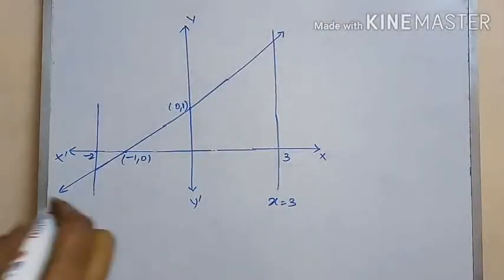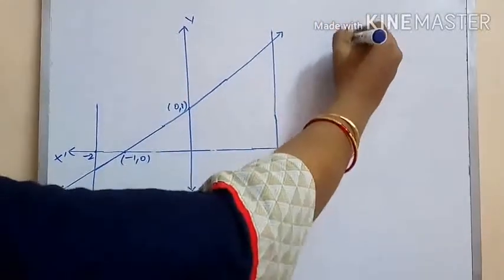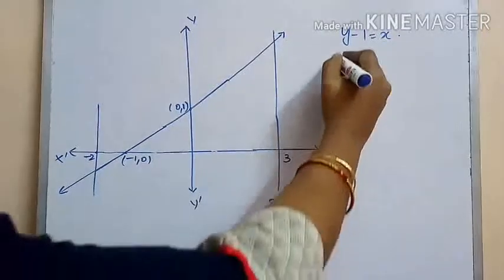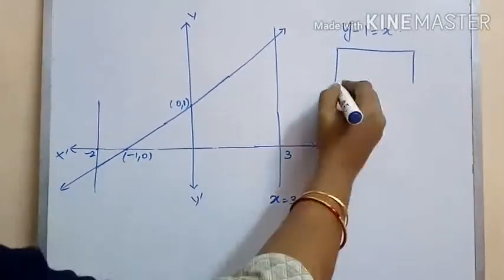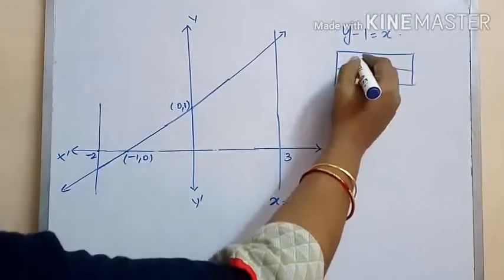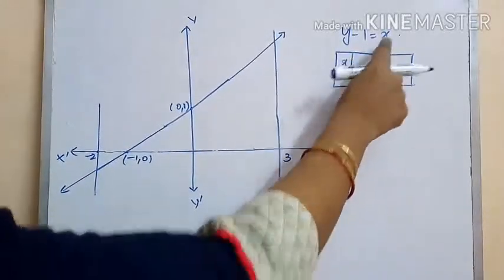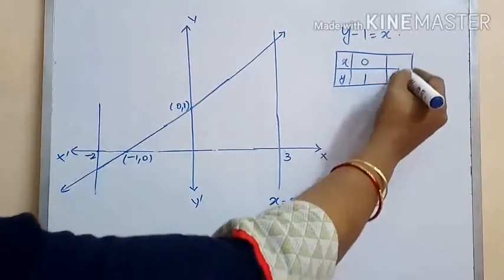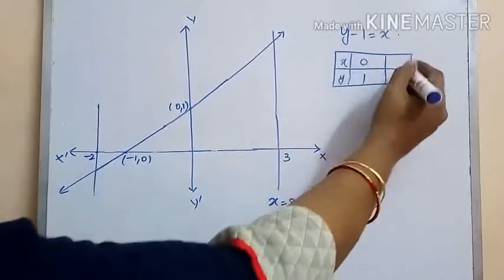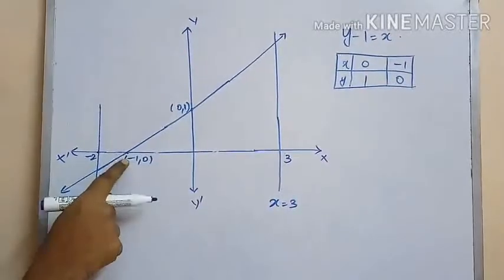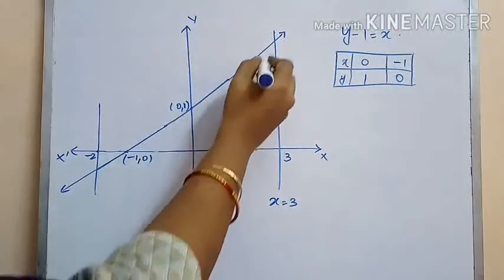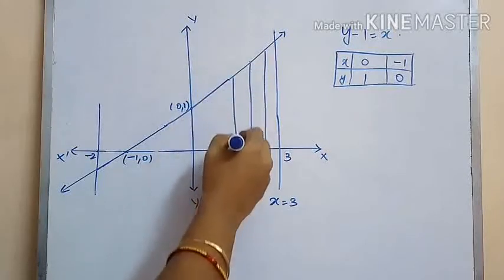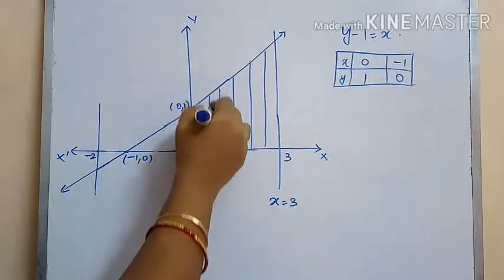Using integration, find the area of the region bounded by the line y minus 1 is equal to x, the x-axis and the ordinates x is equal to minus 2 and x is equal to 3. Here from the line equation, when we substitute x is equal to 0, we get y is equal to 1. And when y is equal to 0, we get x is equal to minus 1. So plotting the points and joining the line, we get y minus 1 is equal to x.